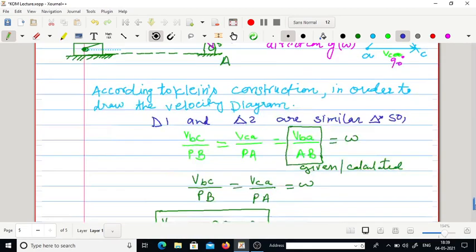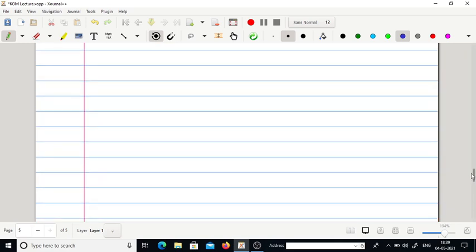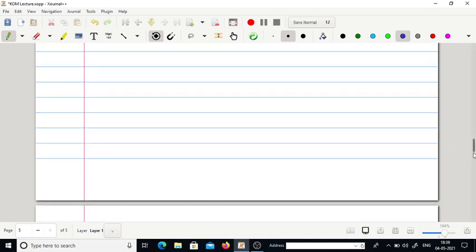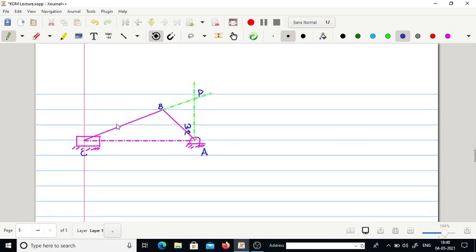Now in today's lecture we will use Klein's construction method to find out the acceleration of the single slider crank mechanism which is moving with constant omega and zero angular acceleration. So this is the basic slider crank mechanism, which has 4 links, 3 turning pairs and 1 prismatic pair. This was the velocity triangle which we have drawn with the help of Klein's construction method.